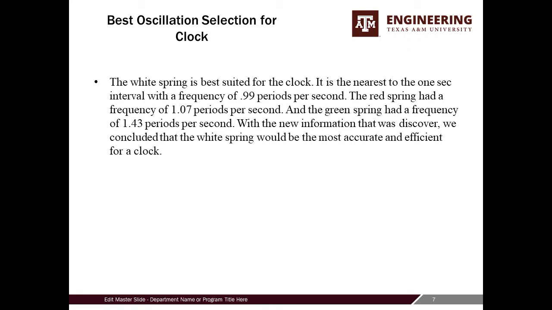The white spring is best suited for the clock. It is nearest to the 1 second interval, with a frequency of 0.99 periods per second. The red spring had a frequency of 1.0 periods per second, and the green spring was found to have a frequency of 1.43 periods per second. With the new information that was discovered, we concluded that the white spring would be the most suitable, accurate, and efficient for a clock.